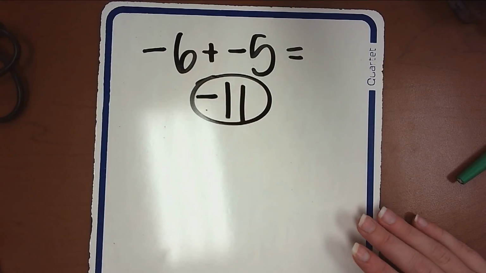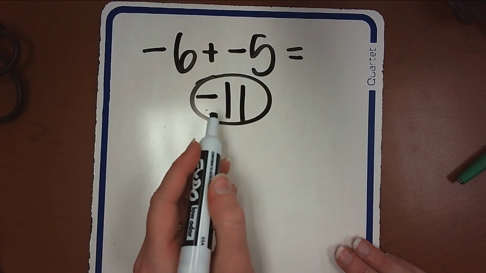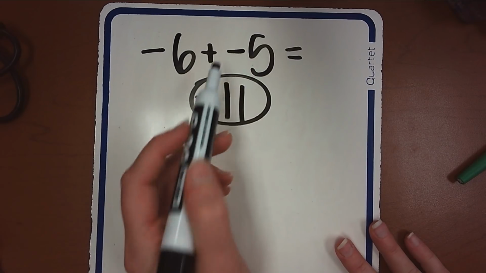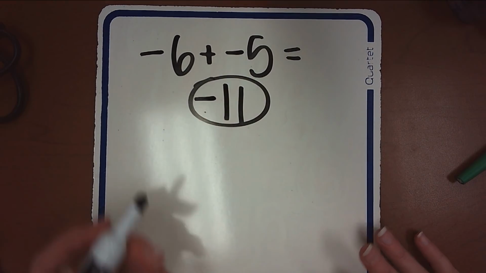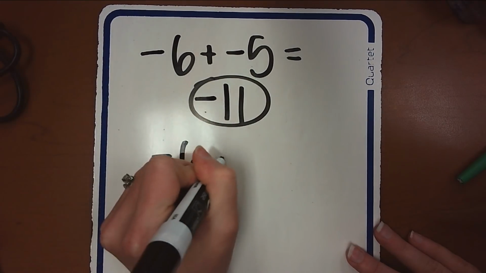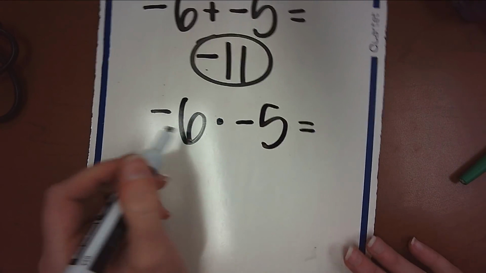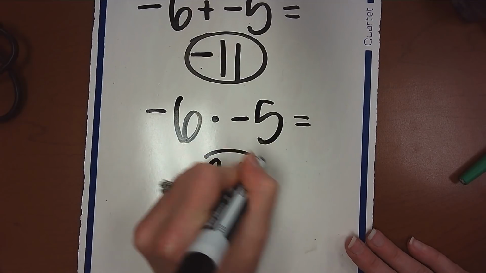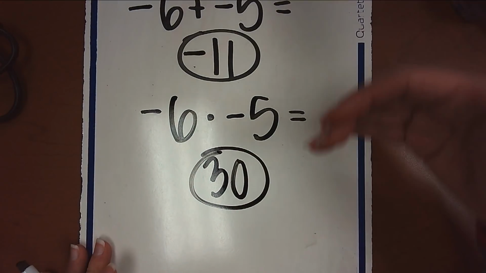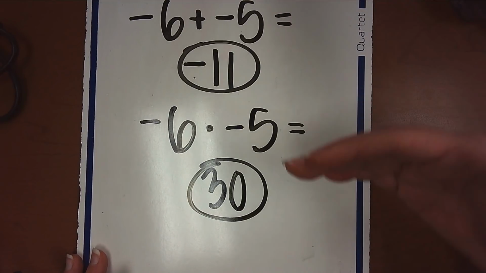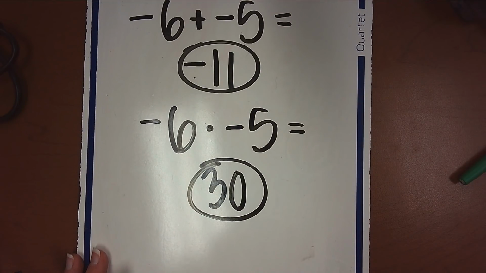And all too often I hear, well, signs are the same, so my answer has to be positive. Well, actually it doesn't. Because our adding rules are different than our multiplying rules. If we have negative 6 times negative 5, signs are the same, so our answer is positive 30. So just make sure that you're keeping your two rules separate. Your adding and subtracting rules are different than your multiplying and dividing rules.